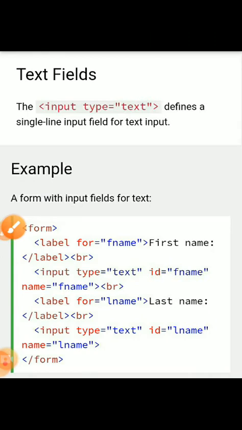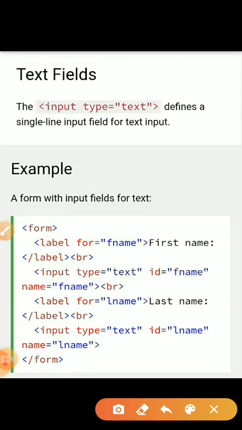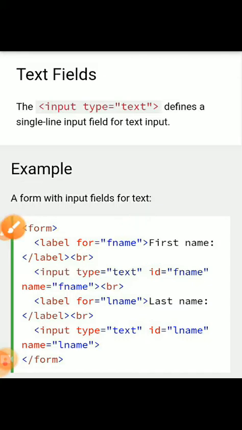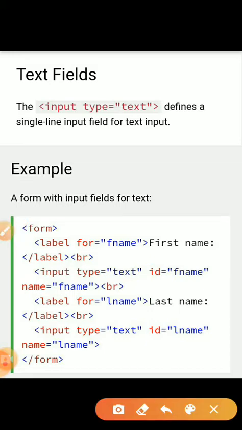Now, text field. There are different types of text fields available. First is for showing the message to the user. For that purpose we use label. And if you want to take the input from the users, you just take input. There we use input type text. Look at this example form: we create a label, then input type text, then again label, then input type text, and close the form.